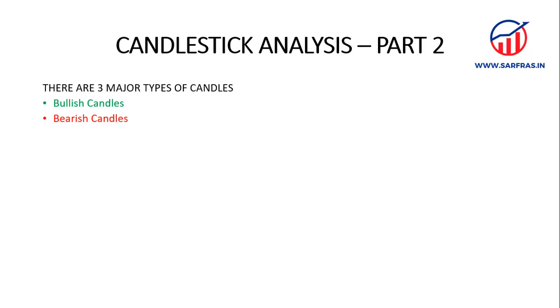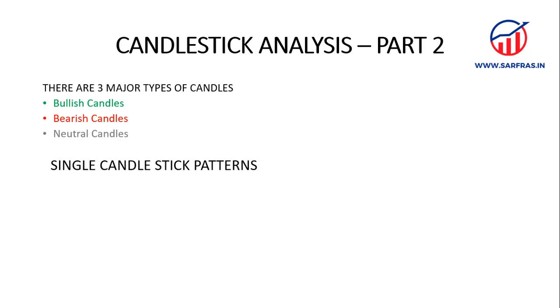Now, this is candlestick analysis part 2. As I mentioned, part 1 I have already covered. Let's do a fast recap of what was in part 1. In part 1, there are three major types of candles: bullish candles, which you can see in green, bearish candles, which are red, and neutral candles. Typically the green candles are bullish, the red candles are bearish, and for the neutral candles like the doji, you won't find any color.